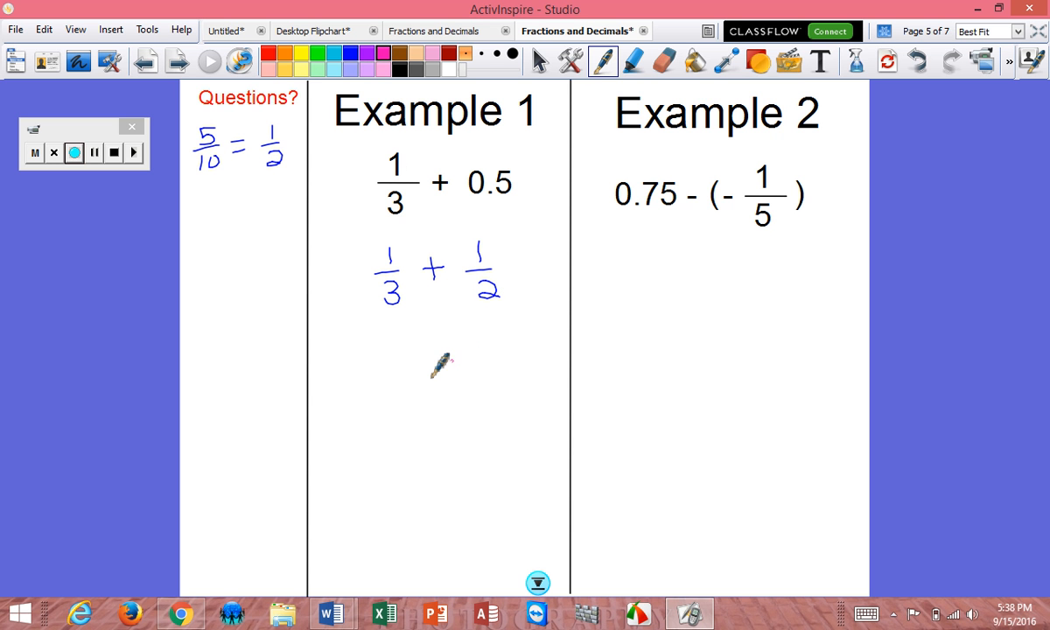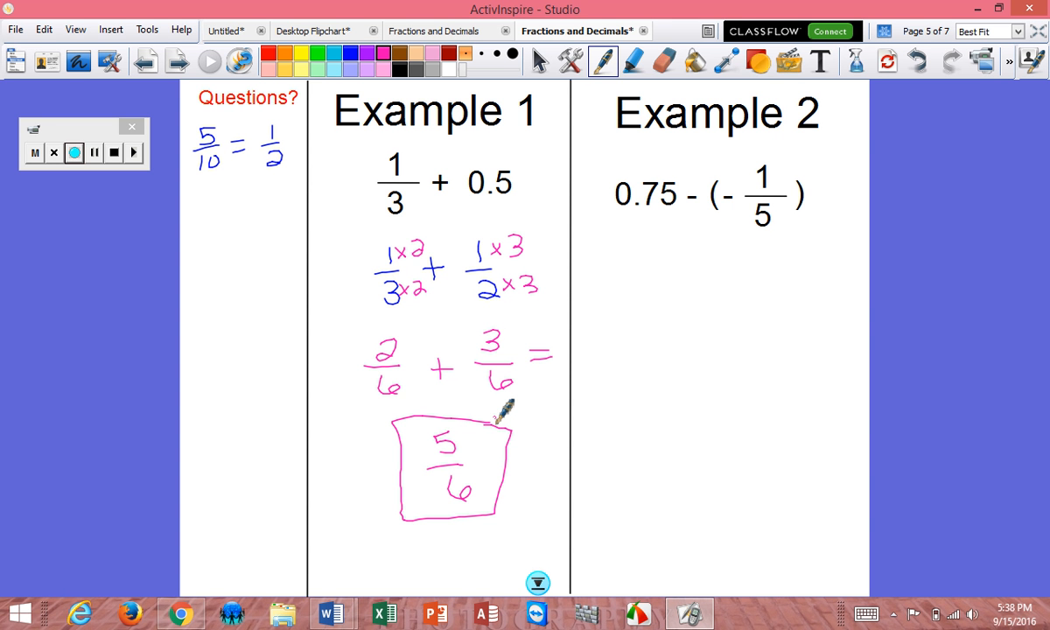If we are adding fractions, we must have a common denominator, and the least common multiple of 3 and 2 would be 6. 3 times 2 is 6. 1 times 2 is 2. 2 times 3 is 6. And 1 times 3 is 3. Denominator stays the same. And when we add the numerators, we get 2 plus 3, which is 5.